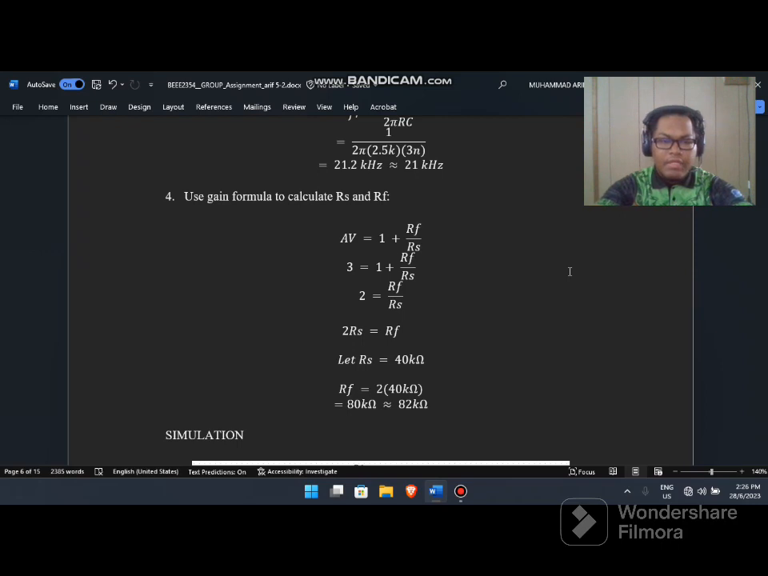Fourth, we use the gain formula to calculate the RS and RF. Given the formula, AV is equal to 1 plus RF over RS. AV is equal to 3, that means RF over RS is equal to 2. So, 2RS is equal to RF. If the RS is equal to 40 kilo ohm, RF is equal to 2 times 40 kilo ohm, equal to 80 kilo ohm.